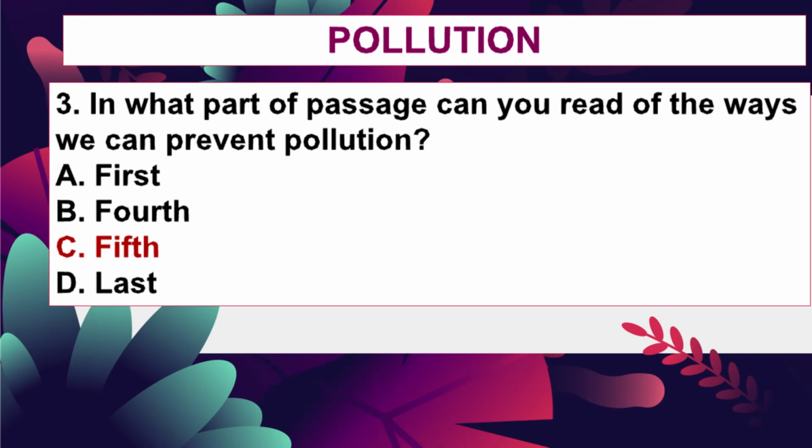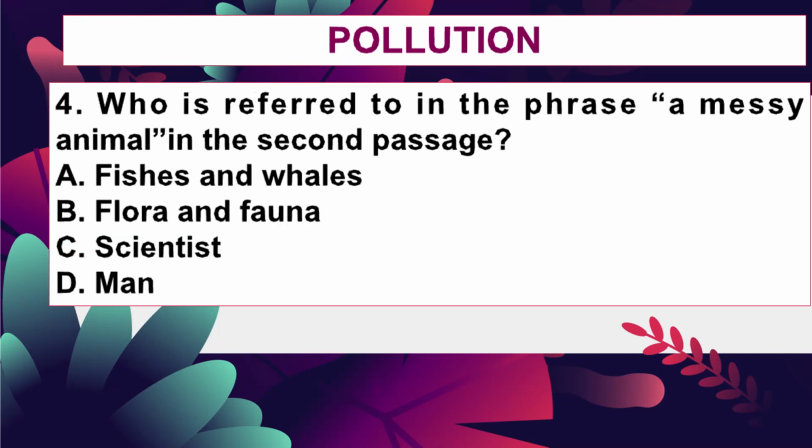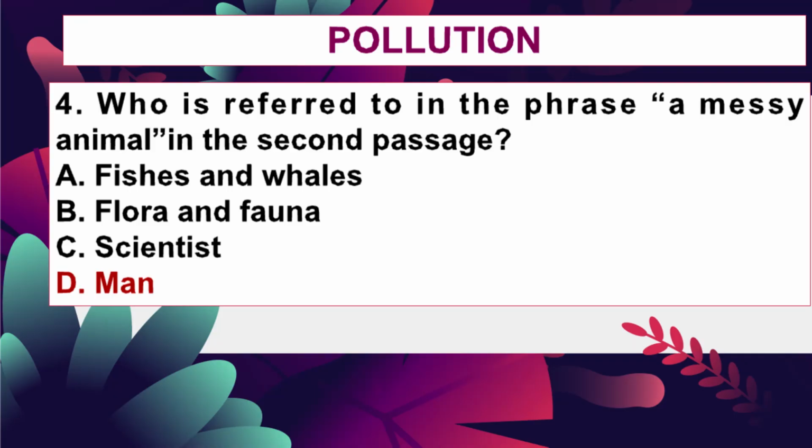The answer is letter C. Fifth. Who is referred to in the phrase "a messy animal" in the second paragraph? Letter A. Fishes and whales. B. Flora and fauna. C. Scientist. D. Man. The answer is letter D. Man.